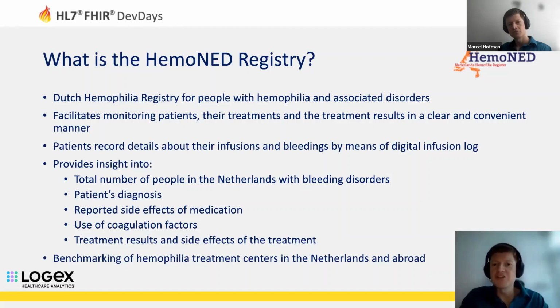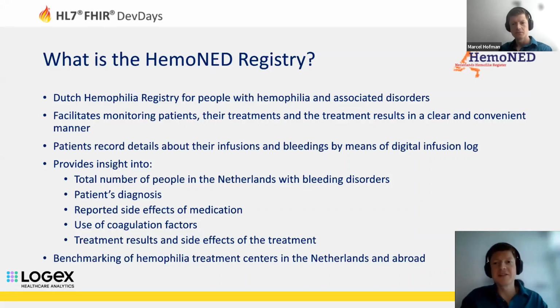Detailed information about the patient's infusions and bleedings are recorded in a digital infusion log by patients who receive home treatment. The information from the digital infusion log is sent to the registry. Hemophilia practitioners can conveniently access this information on their own patients and discuss it during consultation visits. After anonymization of the registry data, it can be used for different purposes.